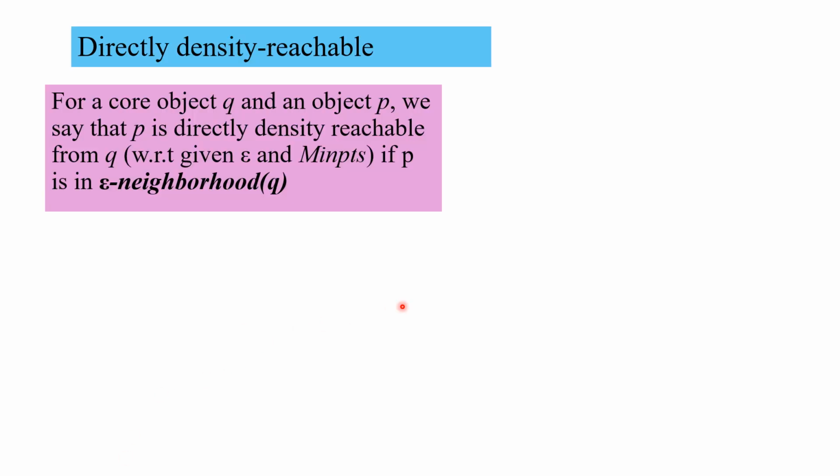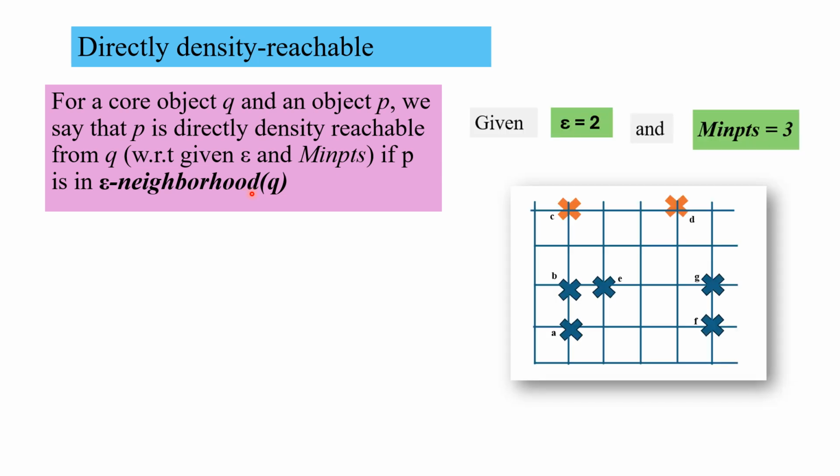So now we come to the concept of directly density reachable. For a core object Q and an object P, we say that P is directly density reachable from Q with respect to given epsilon and min points if P is in the epsilon neighborhood of Q. So we take this example. We have 7 points. We take epsilon as 2 and min points as 3.